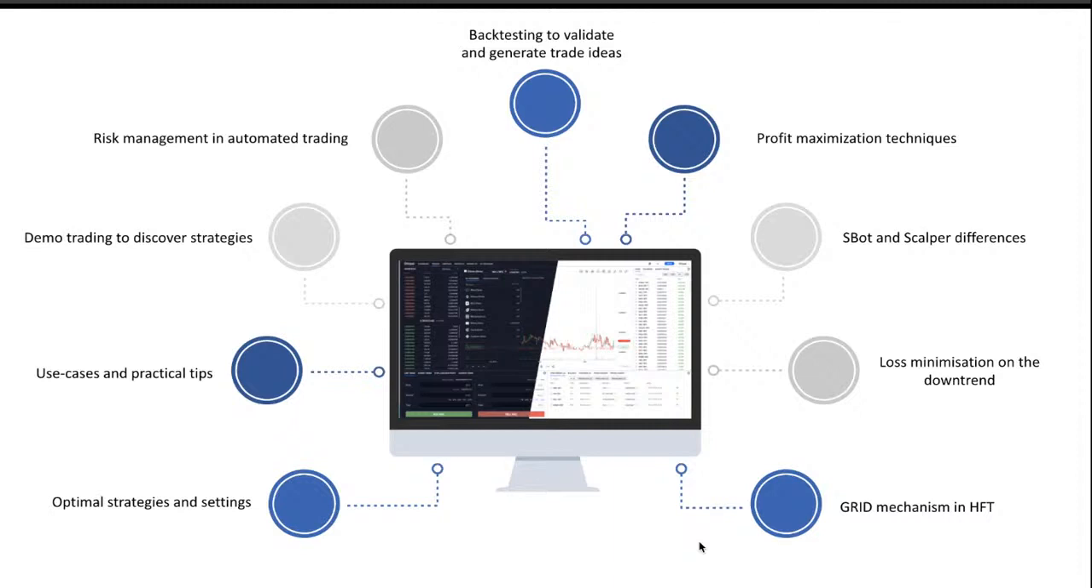How to use demo trading, how to use the simulator, basically paper trading, to discover your own strategies and to test as many strategies as you want, absolutely risk-free. So that's the idea.